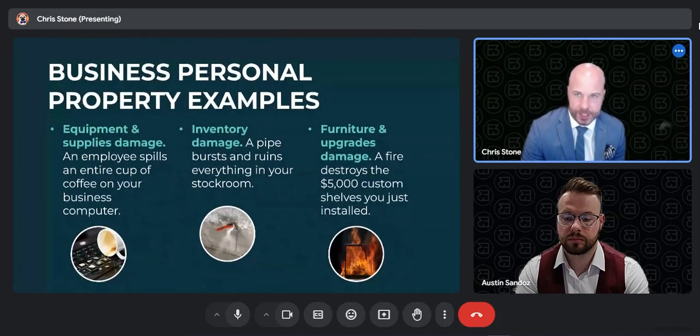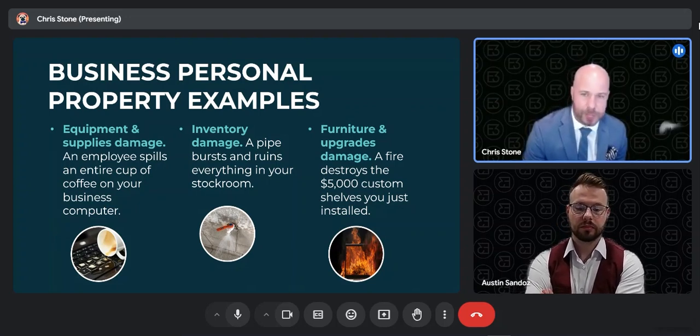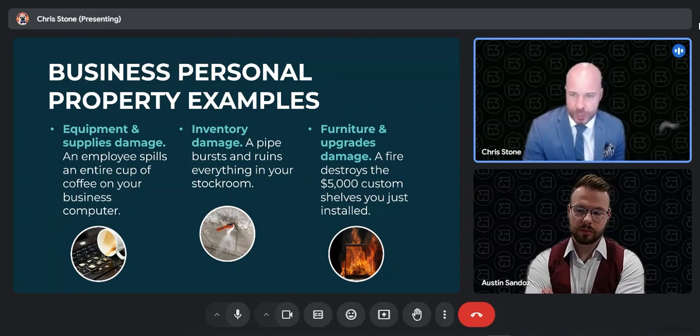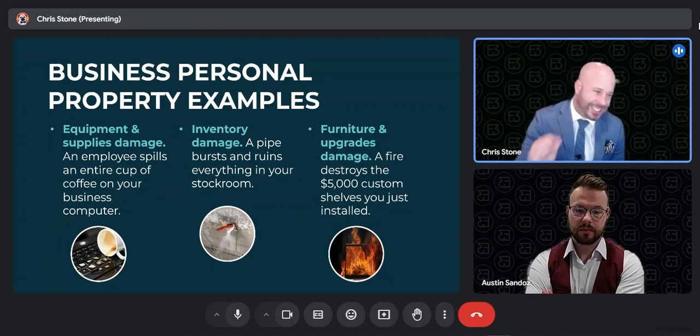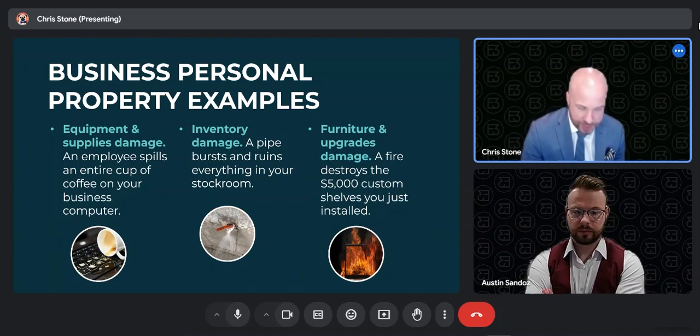Business personal property examples: equipment, supplies. An employee spills an entire cup of coffee on a computer. That computer would be covered by business personal property. Inventory damage: a pipe bursts inside the building and ruins the entire stockroom. That's going to be business personal property. Furniture upgrades: a fire destroys a $5,000 custom shelf you installed, that falls under business personal property. When you move into a leased space and do an entire build out, that's called improvements and betterments. That also falls under business personal property.